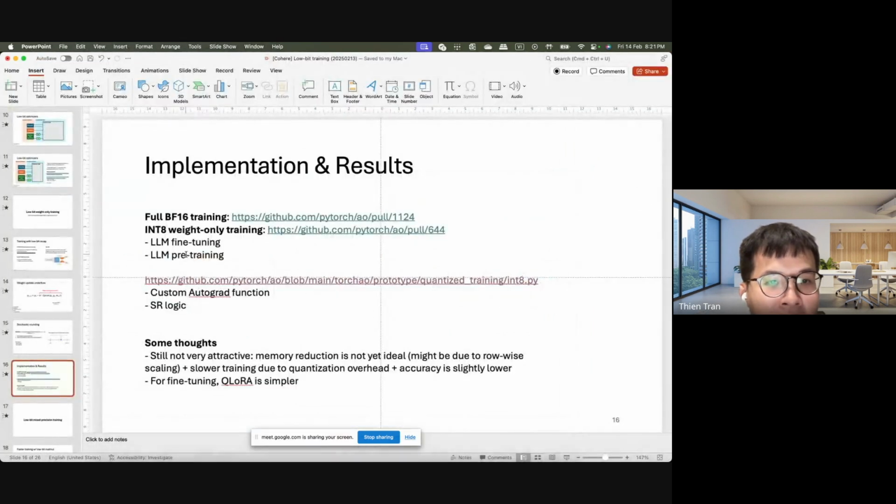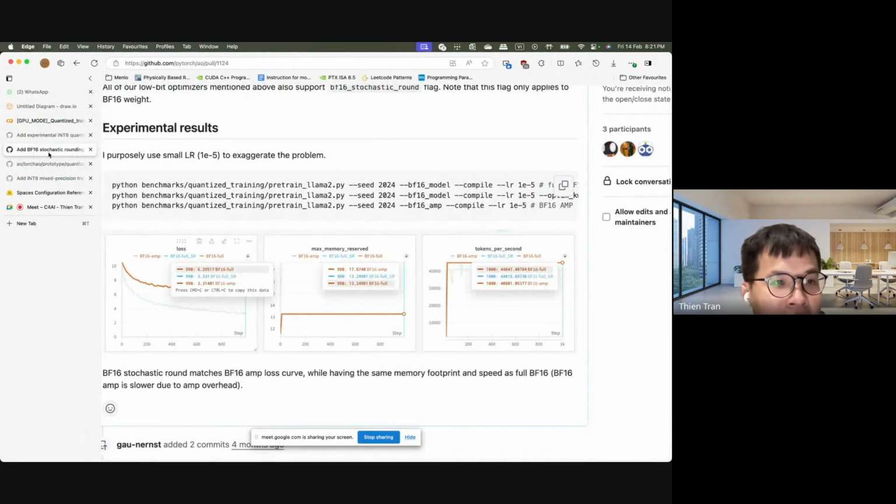Okay, let's go back here. So this is just full BF16 training. I think it's not so exciting. The more exciting one will be when I try to use weight-only training. This means that I only keep an INT8 copy of the weights and then train with that. So I think I have this PR on there.